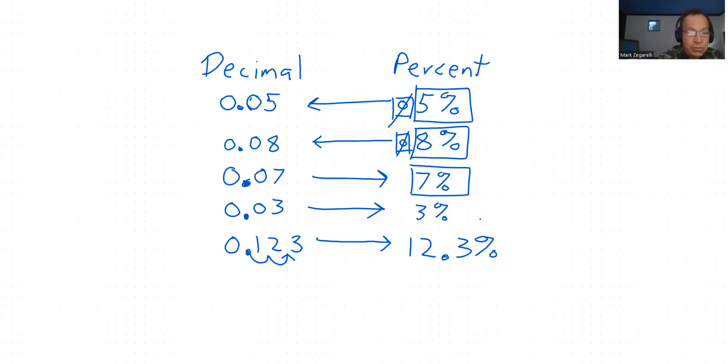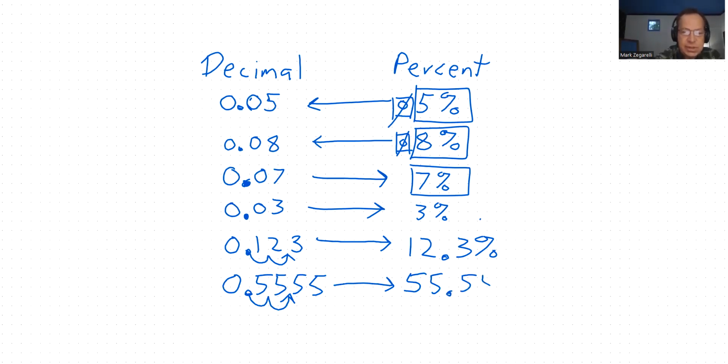That works just as well if we have, for example, 0.5555. And we can rewrite that by moving this decimal point 2 places to the right. And that will give us 55.55%.